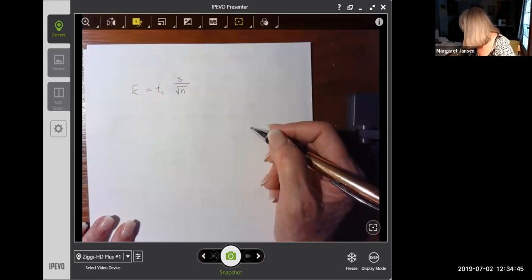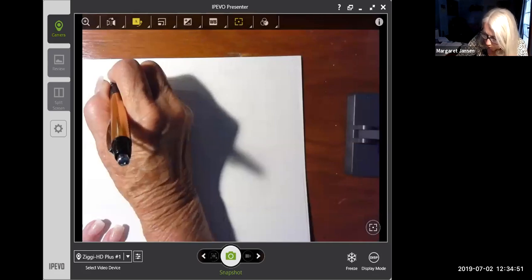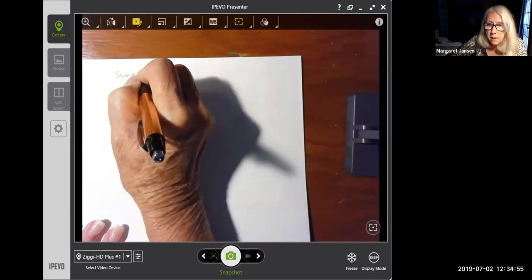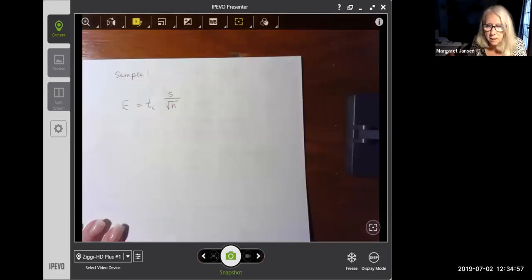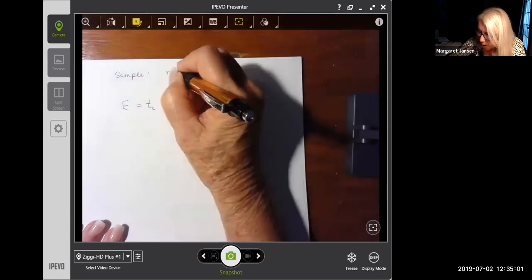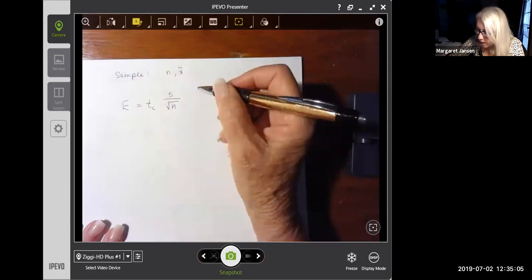So here's what we've got. We've got a sample. We're going to assume that it has been gotten in a statistically appropriate way. We know the size of the sample. We know the mean of the sample, and we know the sample standard deviation.